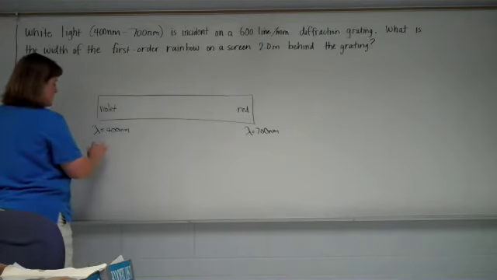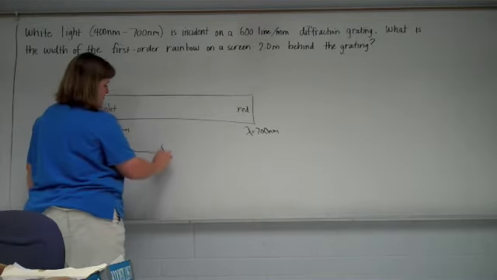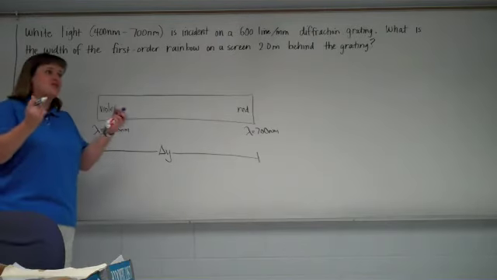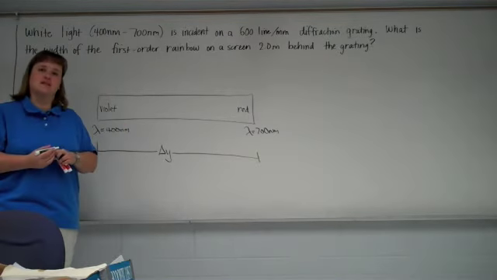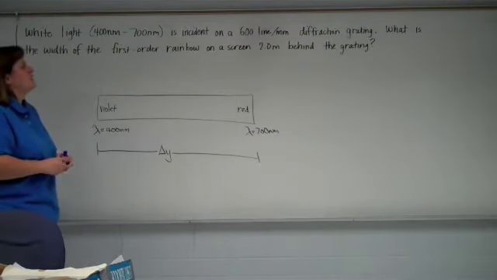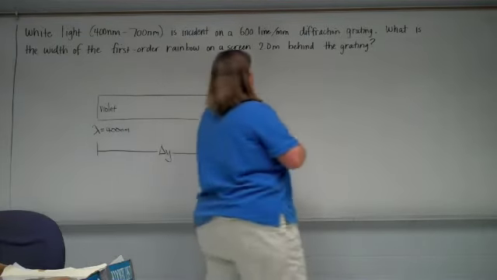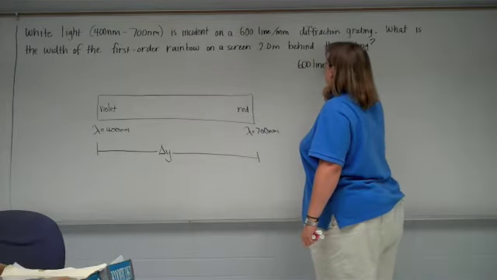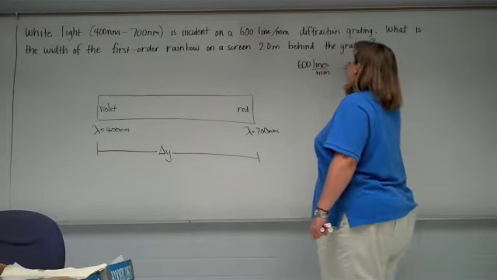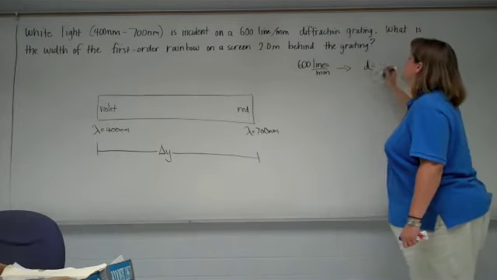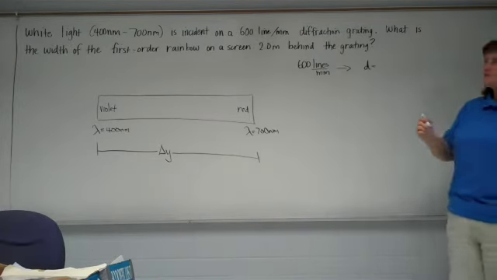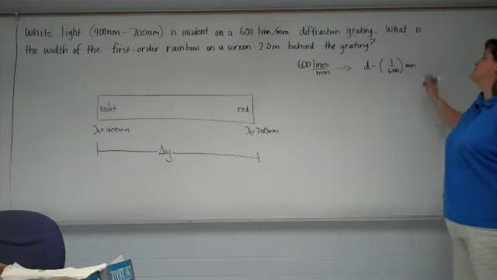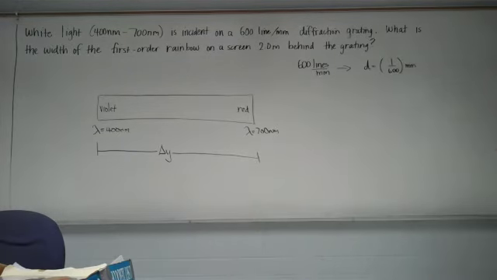What it wants to know is how big is this? If you had like a meter stick and pulled it out, how long would it be? That's what the question's asking. So we know the diffraction grating is 600 lines per millimeter. That means the distance between the slits, right, is 1 over 600 millimeters.